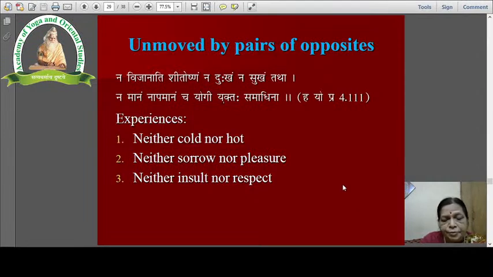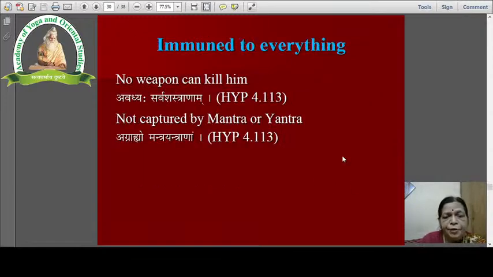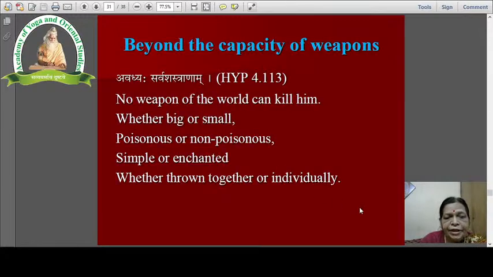He is unmoved by insult or respect. If somebody respects him, he is unmoved. If somebody insults him, then also he doesn't care. He is immune to everything. He is not affected by anything. No weapon can kill him. Abadhya sarva shastrANAm. Not captured by mantra or jantra. Agrahyo mantra jantrāṇām. Now, beyond the capacity of weapons, here we will discuss it in detail.